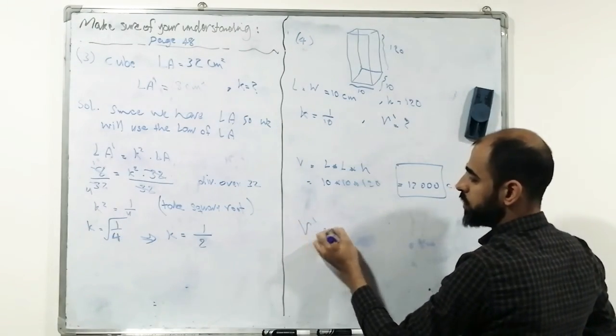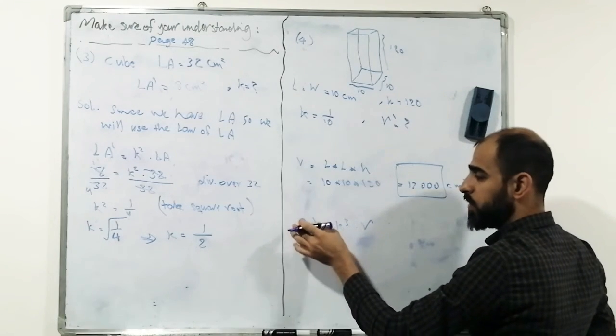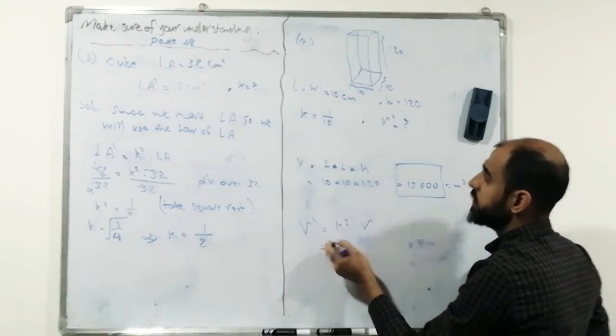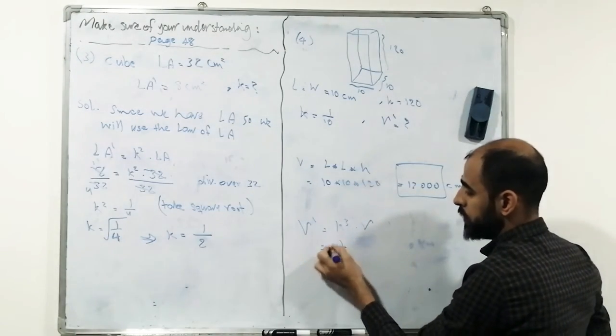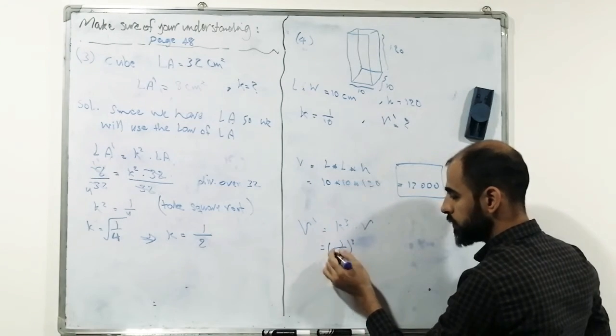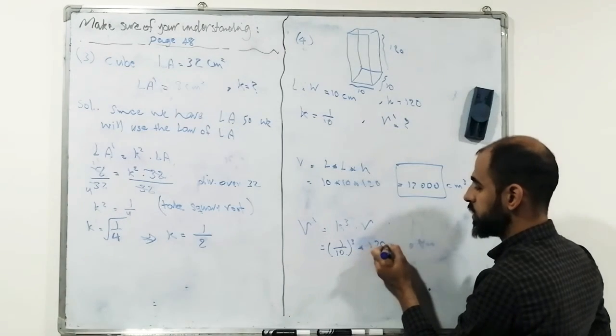Now V dash equal k to the power 3 multiplying by V. حجم بعد التمدد, volume after the dilation equal k to the power 3 multiplying by V, and k is 1 over 10 to the power 3 multiplying by the original volume, which is 12,000.